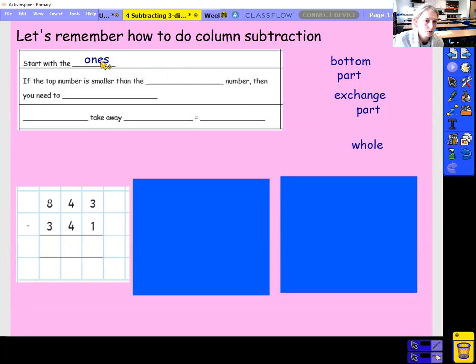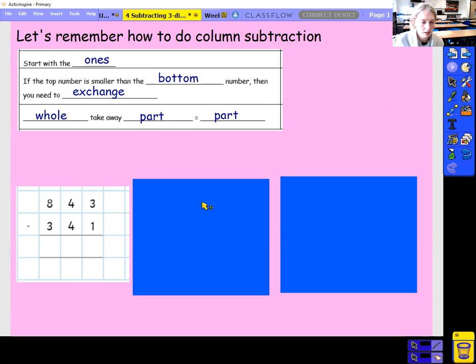So when I'm doing my column subtraction, I'm going to be starting in my ones column. If the top number is smaller than the bottom number, that makes sense, then I need to exchange, not part. And then finally, whole take away part equals part. Now remember, when we're taking away, we always start with the biggest number, and the whole is the biggest number, so it must be whole, take away, part equals part.